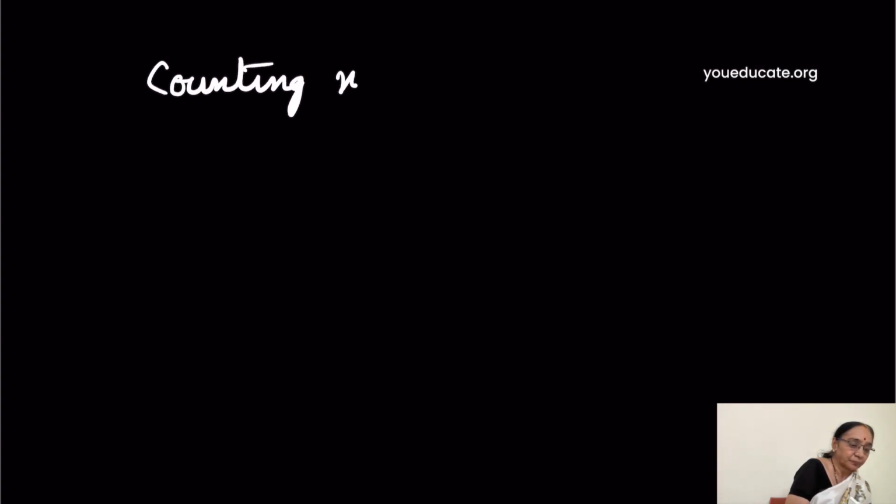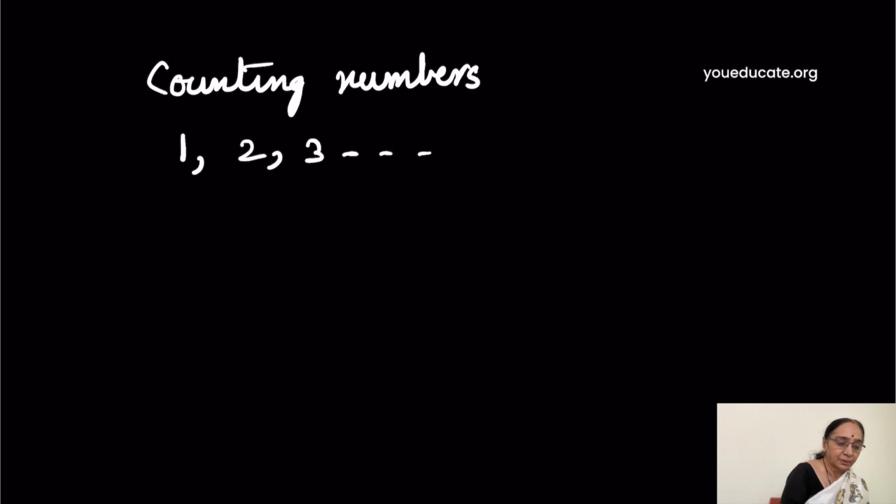We are going to learn about numbers, the number system, the classification of numbers, and the different notations used to denote these numbers, the sets of numbers. So first we will start with counting numbers, which start with 1, 2, 3, and it goes on. You can go on to a million and any large number that you can think of.